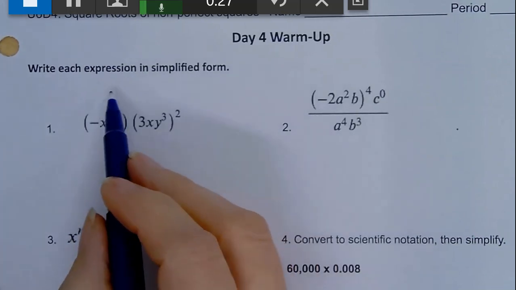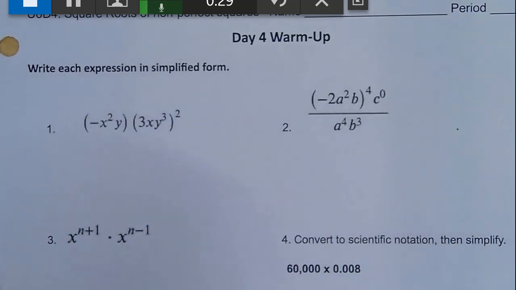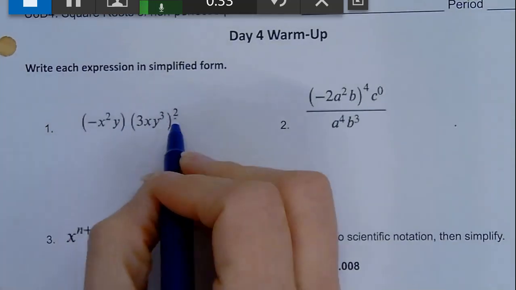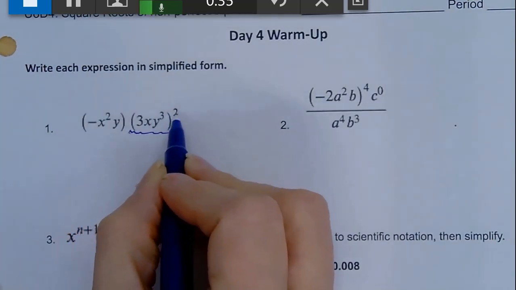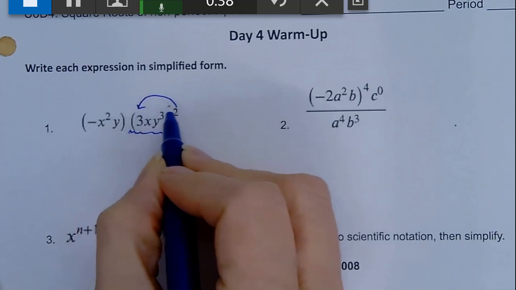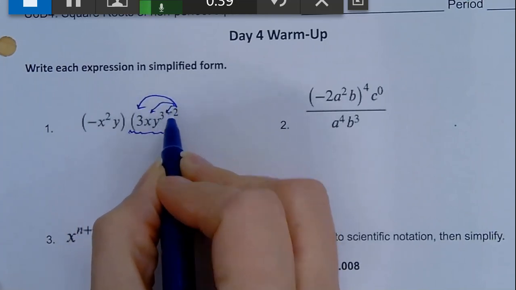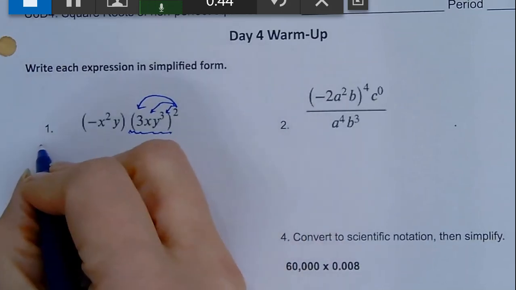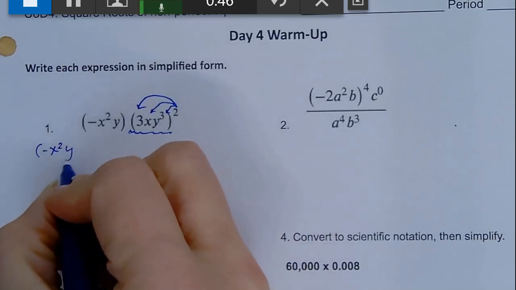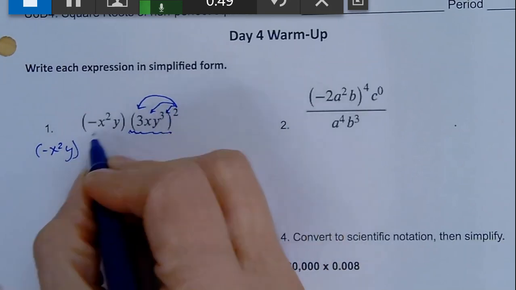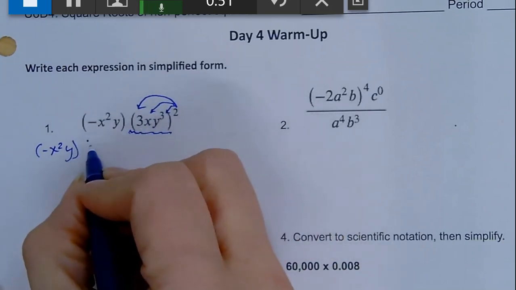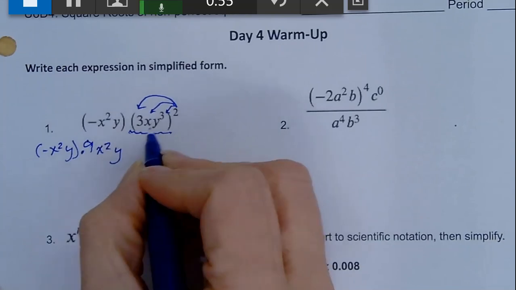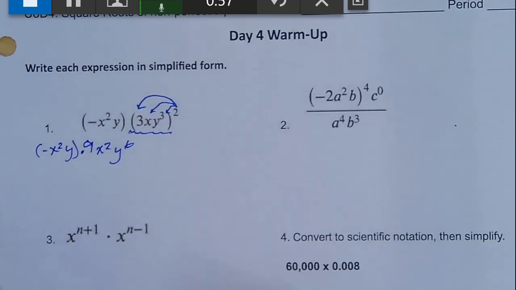So you're going to write each expression in simplified form here. So I see that I have one monomial here multiplied by this stuff. I have to distribute that outer exponent 2 to all of the factors inside the parentheses there. So I'm just going to carry down negative x squared y. And now I'm going to have times 3 squared, which is 9, times x squared, times y to the 3 times 2, that's y to the 6.